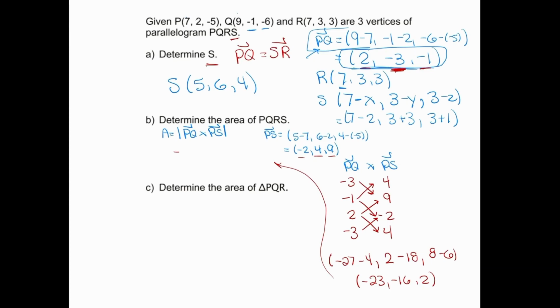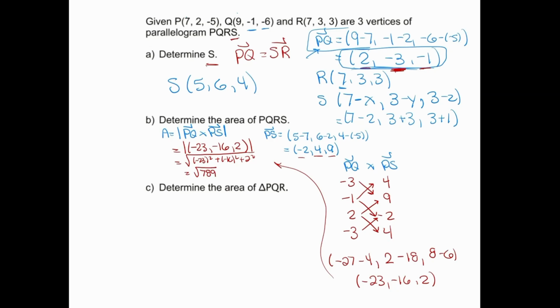So my cross product is the magnitude of -23, -16, and 2. But I need the magnitude. And remember, to find the magnitude, I'm going to take the square root of the sum of the squares of all the values. So this is going to equal, I can drop the absolute value now because it's going to be positive anyway, because I'm squaring everything. Plus -16 squared plus 2 squared. And that is going to give us the square root of 789.